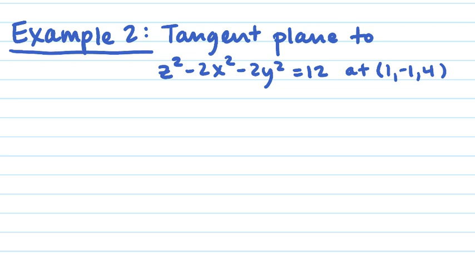All right, now we've got a tangent plane to an implicit relationship. z squared minus 2x squared minus 2y squared equals 12 at the point where x is 1, y is negative 1, and z is 4. I'm going to try to produce a rendering of this surface, and we'll see what I can get. I'm going to pause and then come back. All right, there we go.